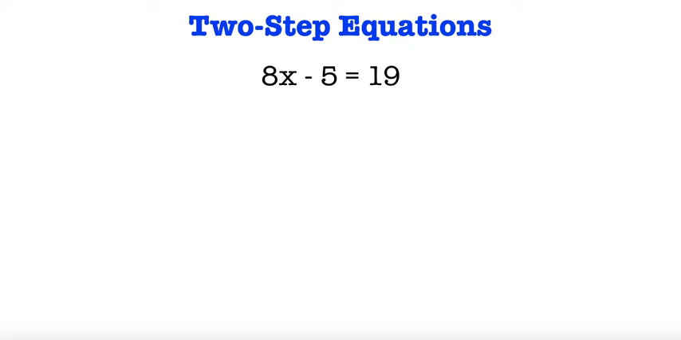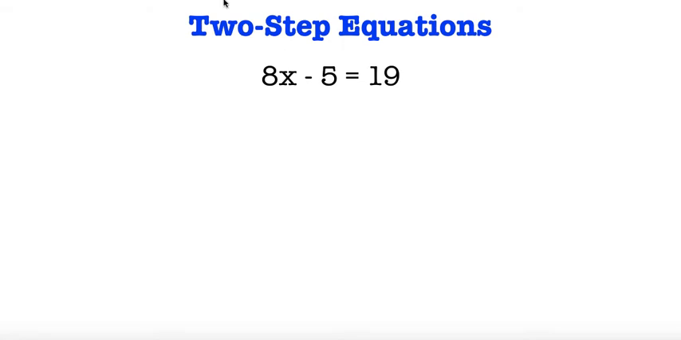Mathematicians, today we're going to be learning two-step equations. Two-step equations is basically when you solve an equation using two steps. So here I have 8x minus 5 is equal to 19. You'll notice that I have two operations here. So 8 times x minus 5 will equal 19.